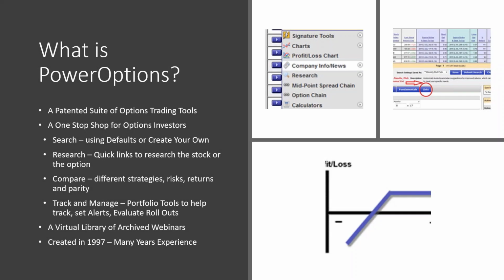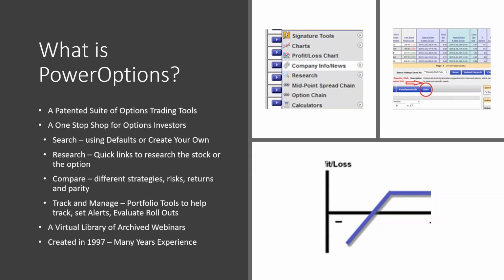Now, we always want to start off with, what is PowerOptions? PowerOptions is a patented suite of search and analysis tools designed for self-directed options investors. Using our tools, you can search across the universe of options and over 23 of the most commonly used option strategies. We have defaults set for you in each strategy for you to use as a stepping stone to create your own personal search, or you can clear the settings, of course, and create your own from scratch based on your needs, your personal goals, and the stocks that match your requirements for the given strategy.